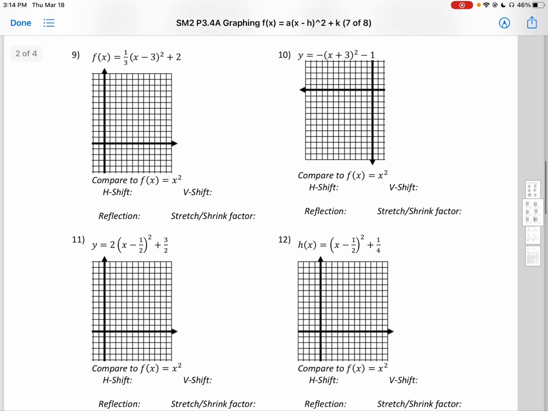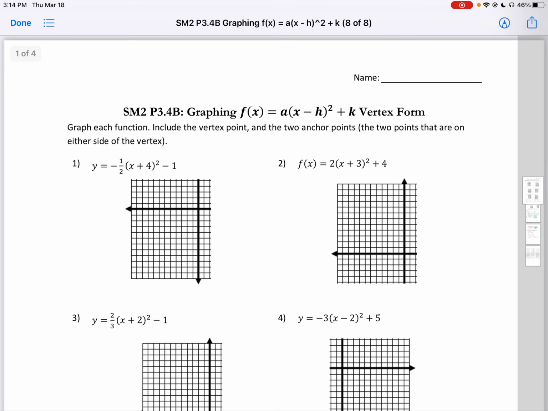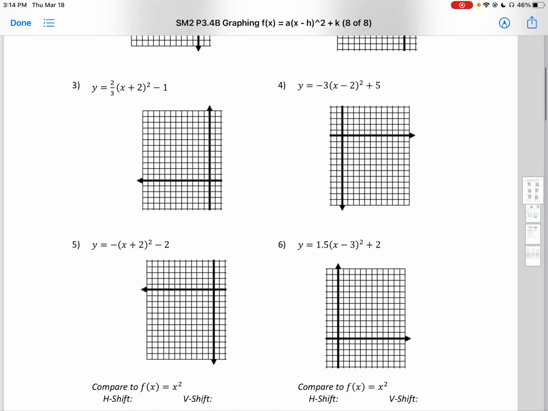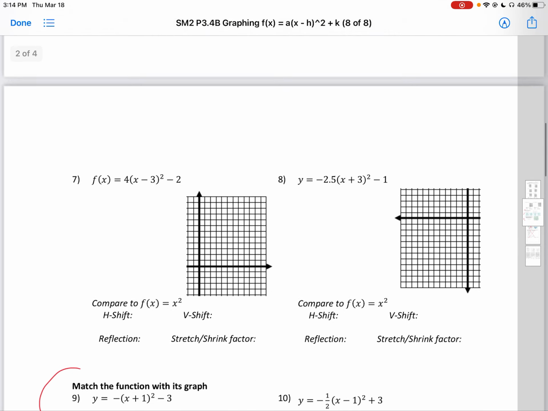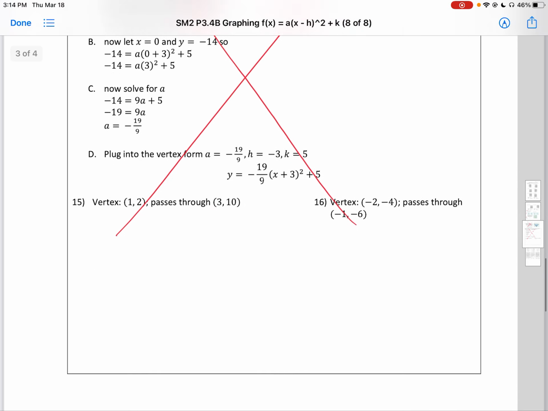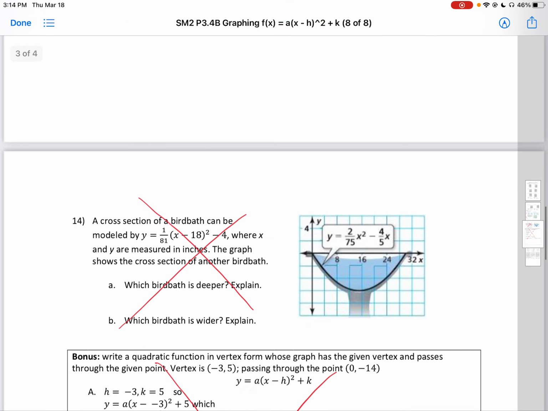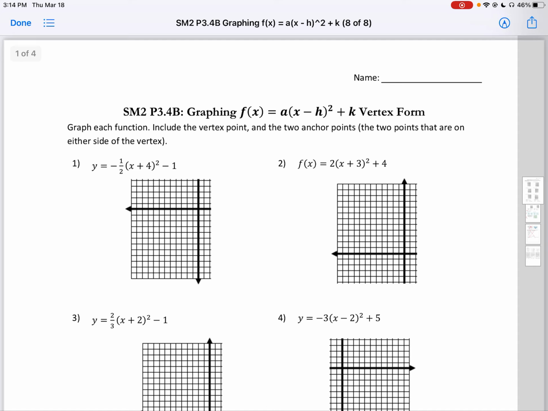That'll probably take you till the end of class. But we're also going to do 3.4b right here. There's more graphing practice, so do these ones if you feel like you need more practice, but I would focus on 9 through 13. I do want you to do 9 through 13, and you don't need to do any of the rest of it. Okay, start on 3.4a, get some graphing practice, and I will see you on Monday.